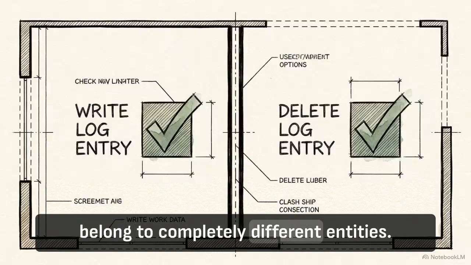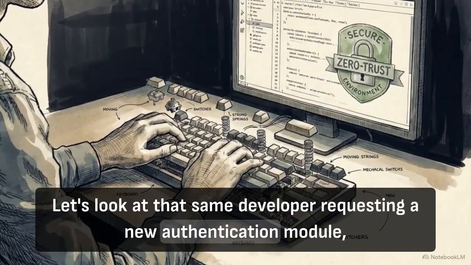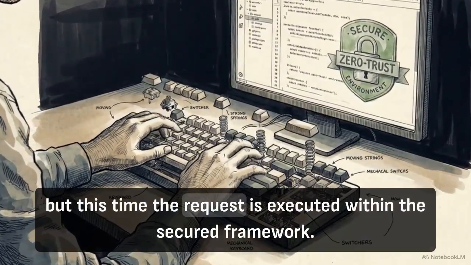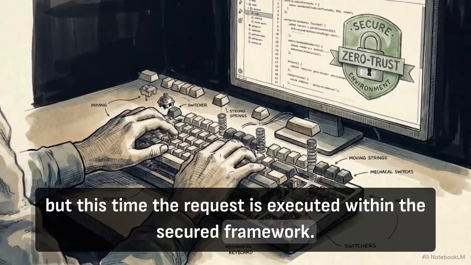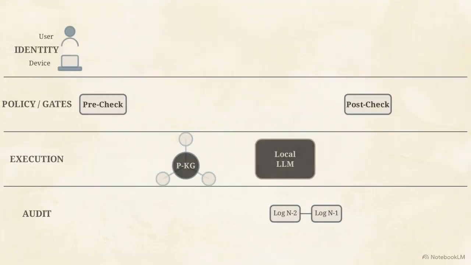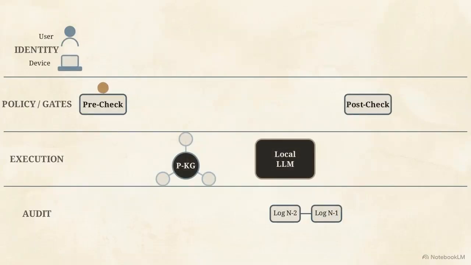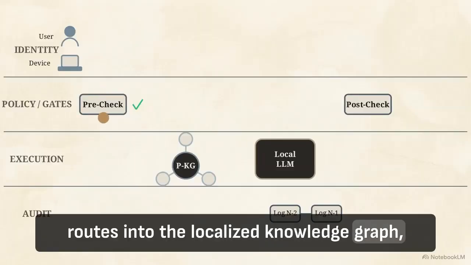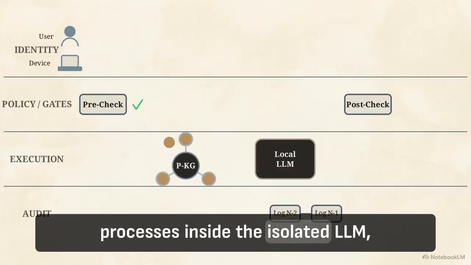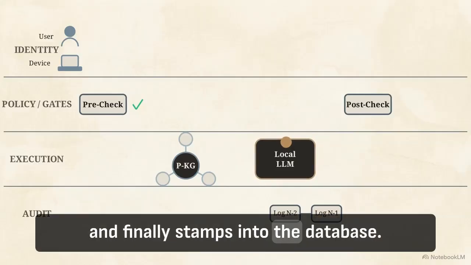Let's look at that same developer requesting a new authentication module, but this time the request is executed within the secured framework. This diagram illustrates the complete zero-trust architecture. A query clears the dual identity check, strikes the pre-response gate, routes into the localized knowledge graph, processes inside the isolated LLM, clears the post-response scanner, and finally stamps into the database.